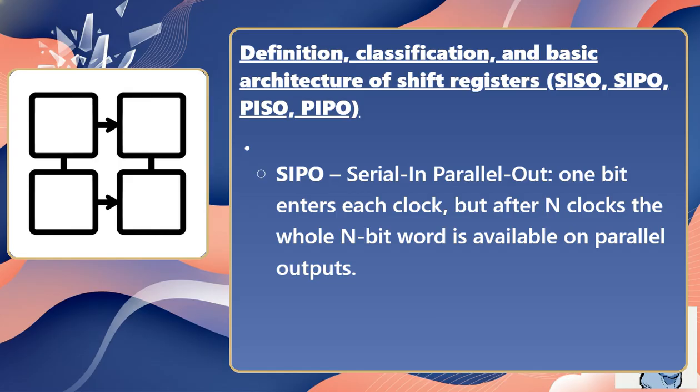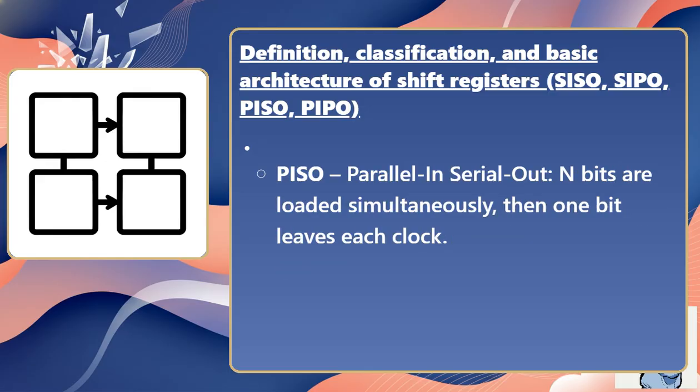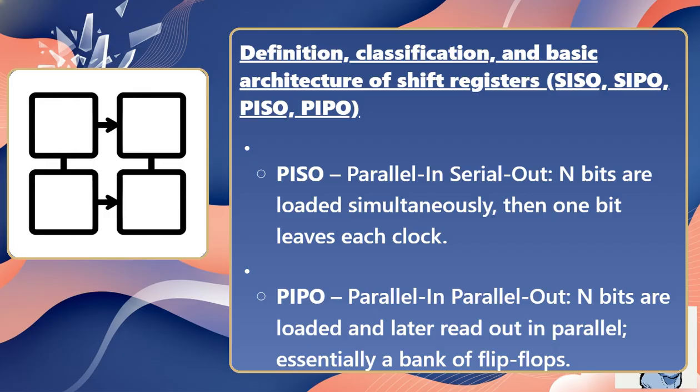SIPO, serial in, parallel out. 1 bit enters each clock, but after n clocks the whole n-bit word is available on parallel outputs. PISO, parallel in, serial out. N bits are loaded simultaneously, then 1 bit leaves each clock. PIPO, parallel in, parallel out. N bits are loaded and later read out in parallel, essentially a bank of flip-flops.